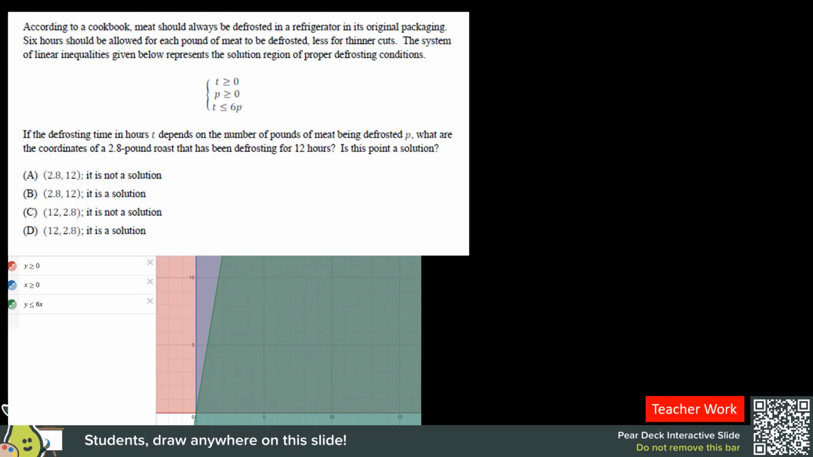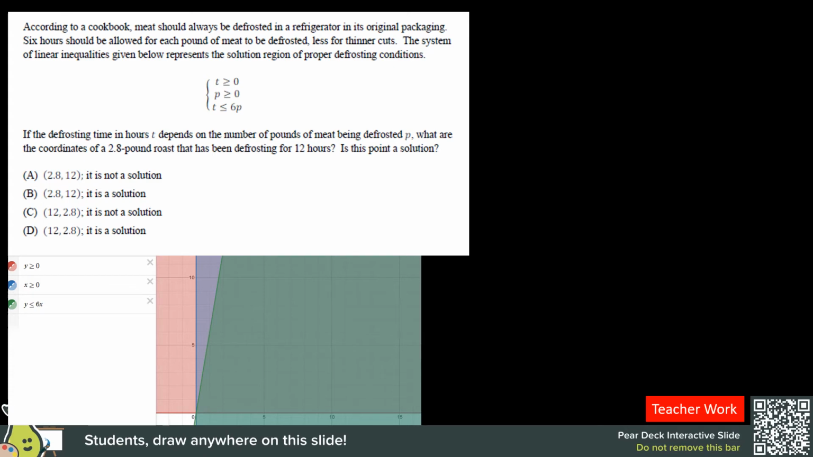Alright, so now when we're looking at this problem here, it says according to a cookbook, meat should always be defrosted in a refrigerator in its original packaging. 6 hours should be allowed for each pound of meat to be defrosted, less for thinner cuts. The system of linear inequalities given below represents the solution region of proper defrosting conditions. So t is greater than 0, so time has to be greater than 0. P has to be greater than 0, so the pounds has to be greater than 0. And t is less than or equal to 6p.